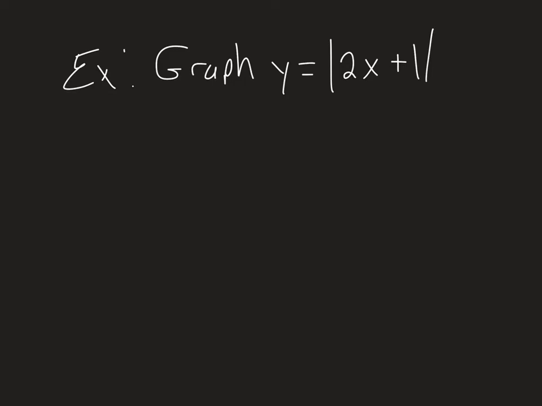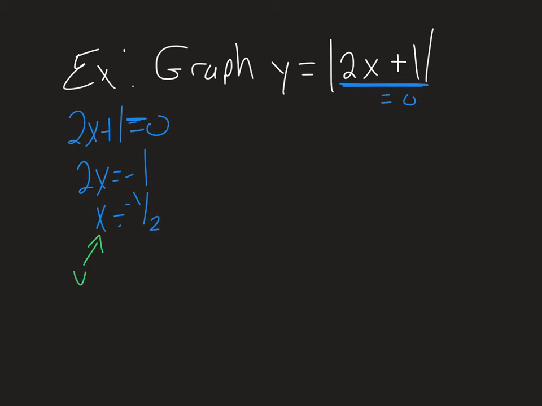So I'm going to demonstrate a trick here to help find this point. The idea is I know this thing is going to turn when this is equal to 0. So I'm going to go ahead and just set it equal to 0. Whatever's inside the absolute value, we're going to set that equal to 0, and we're going to solve for x. So this would mean 2x is going to equal negative 1, and x is going to equal negative 1 half. This is the x-coordinate for my V point.